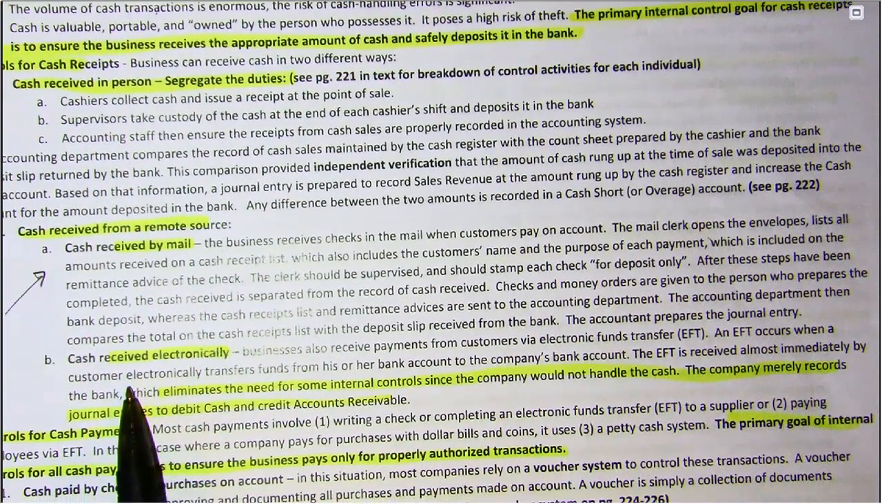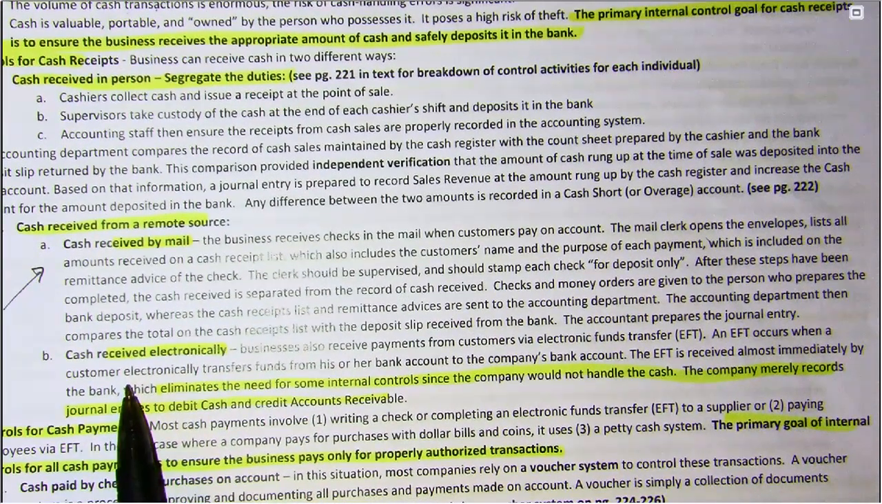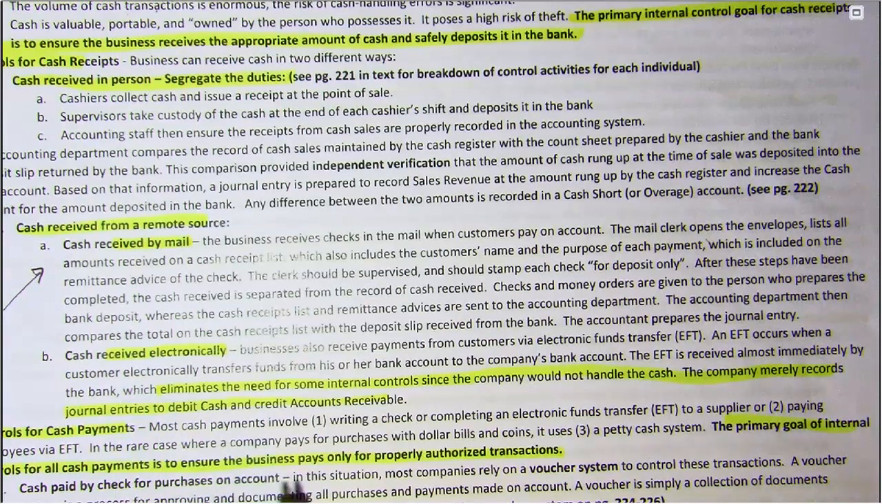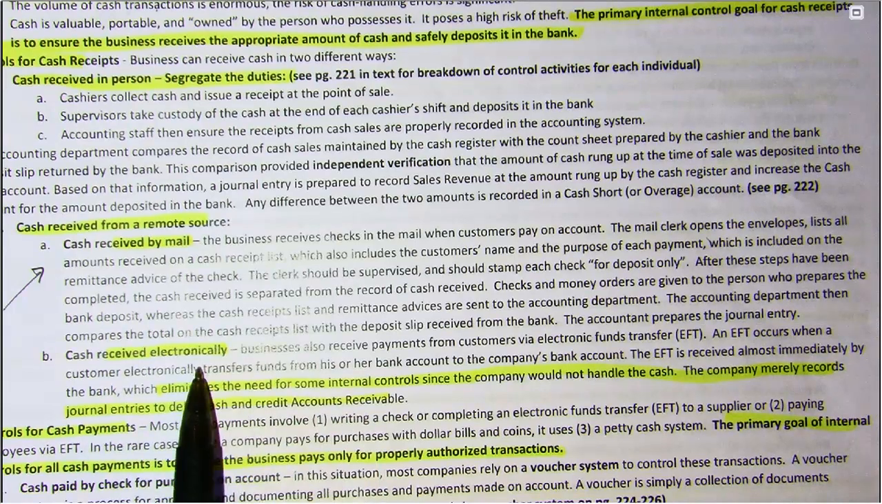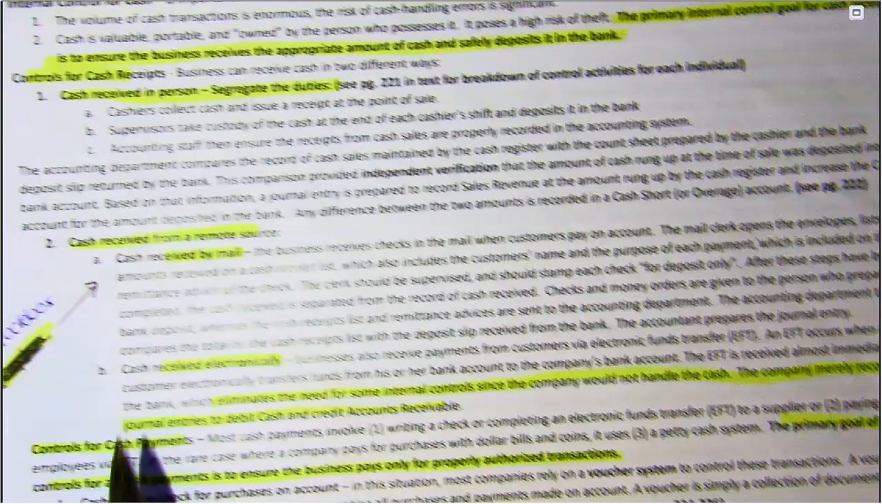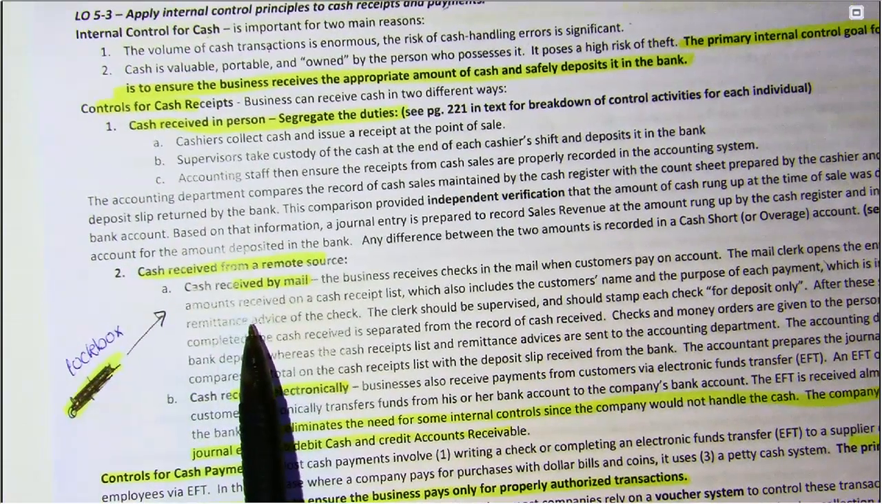Cash received electronically is actually even safer than the use of lock boxes. And this eliminates the need for some internal controls because the amount is electronically transferred between the customer's account into your account. The company merely records the journal entries as a debit to cash and a credit to accounts receivable. So the safest way to receive cash is electronically, and the second safest is to use a lockbox if you are going to be receiving checks.